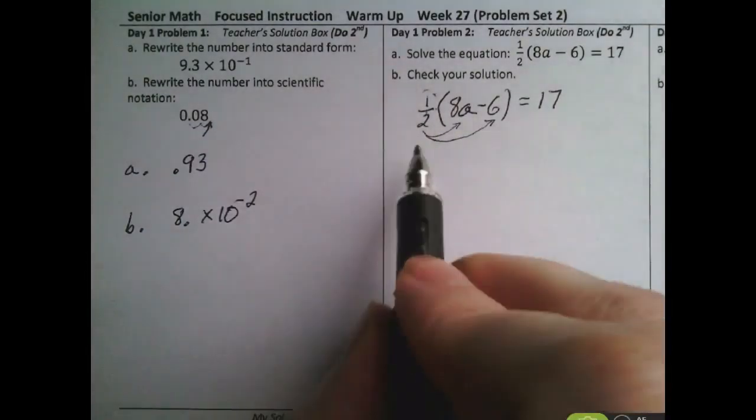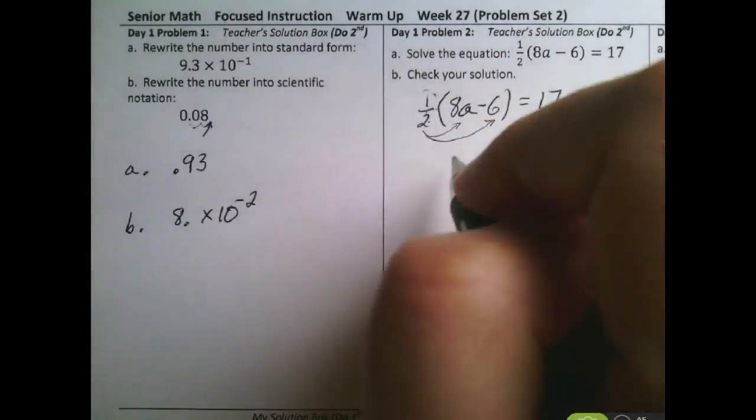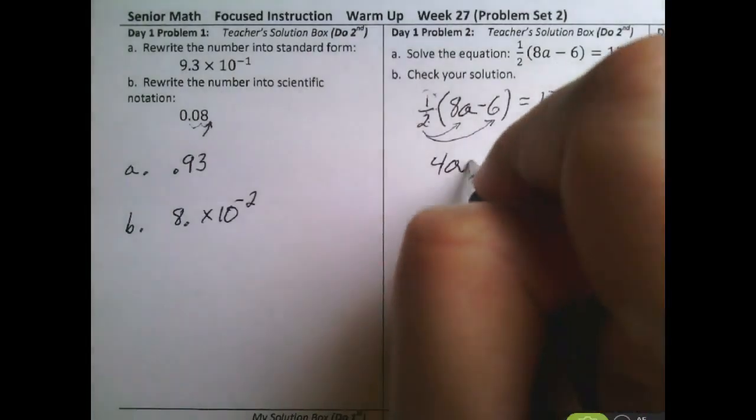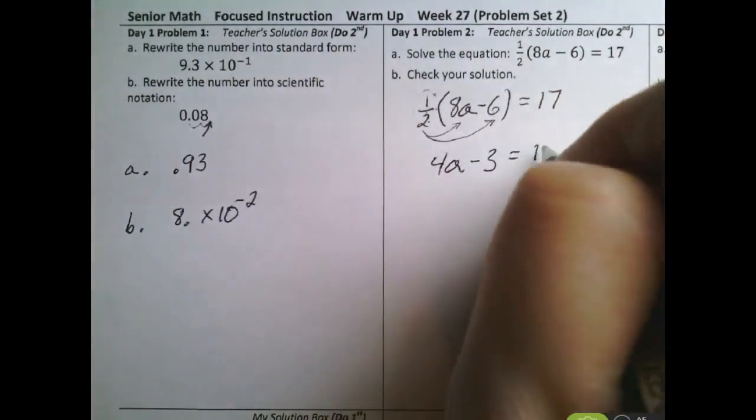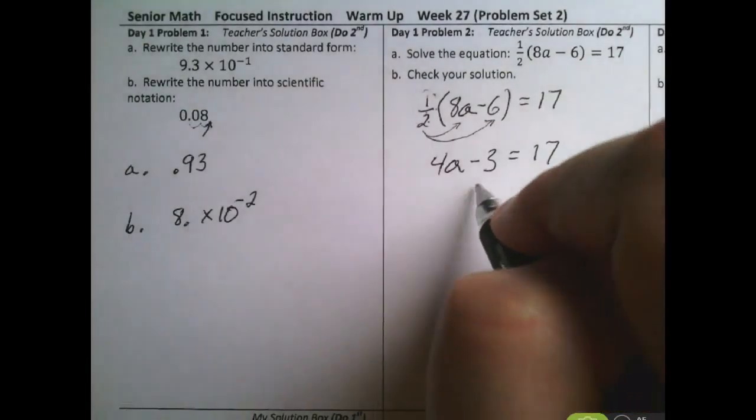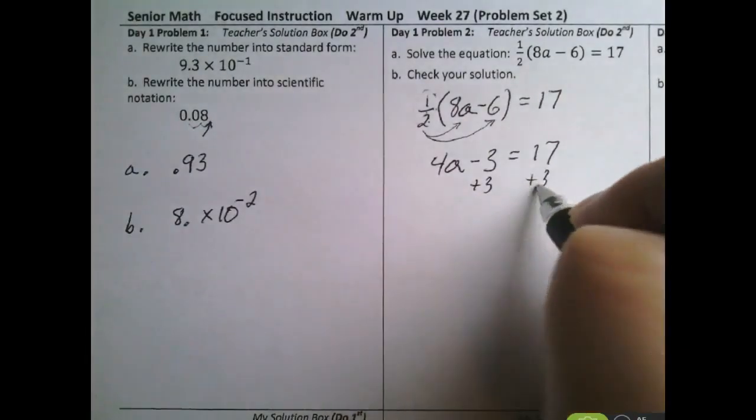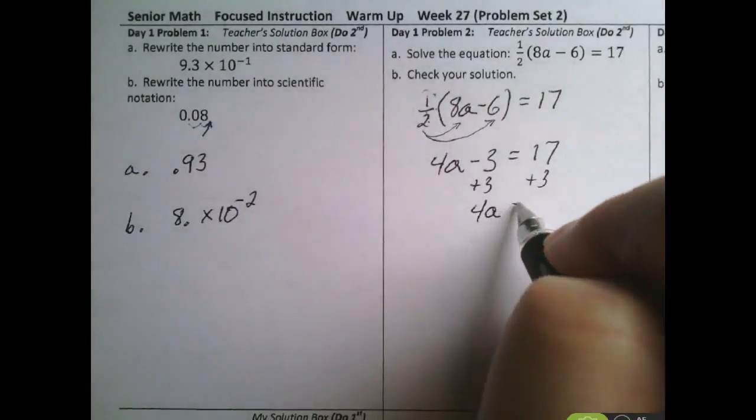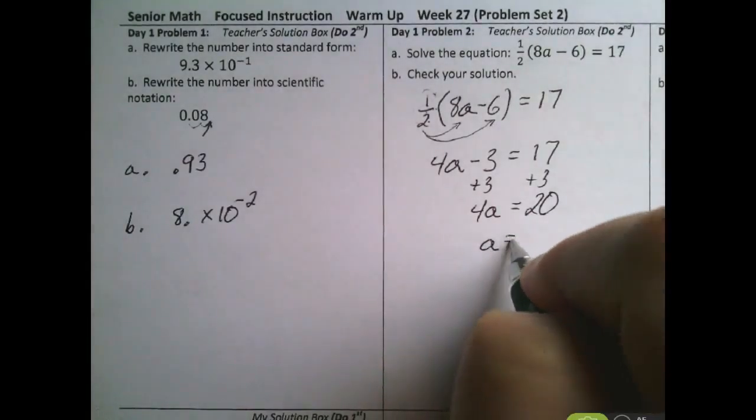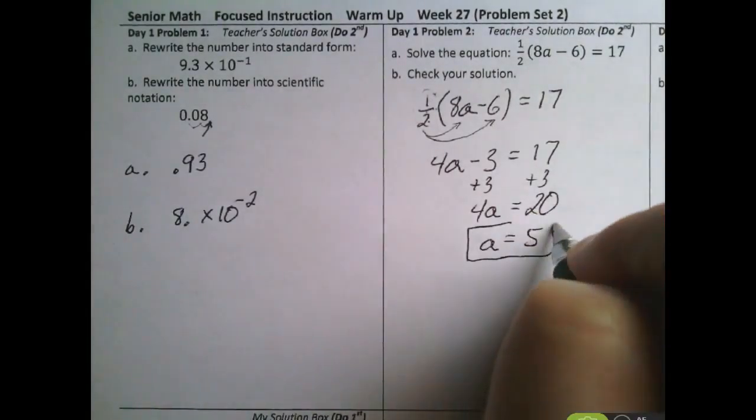Either way is good. So 1/2 times 8a is 4a, and 1/2 times 6 is -3. That's equal to 17. So when I did it, I chose to do the distributive property, though I didn't have to. Next step, add 3 to both sides. So that's 4a is equal to 20. And then 4 times 5 is equal to 20. So I think a is equal to 5.